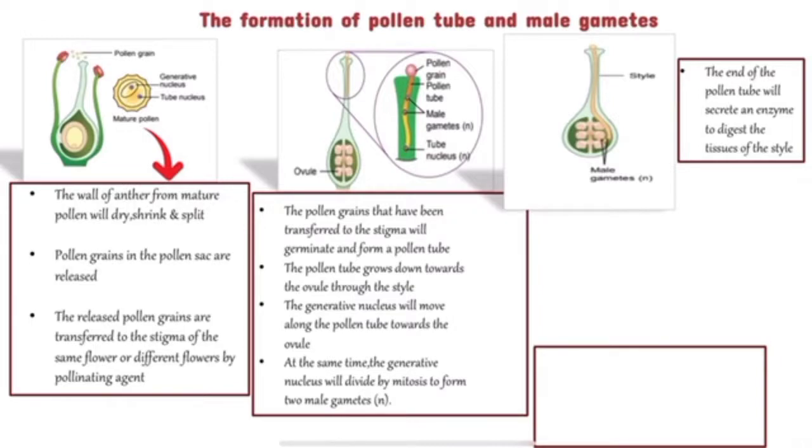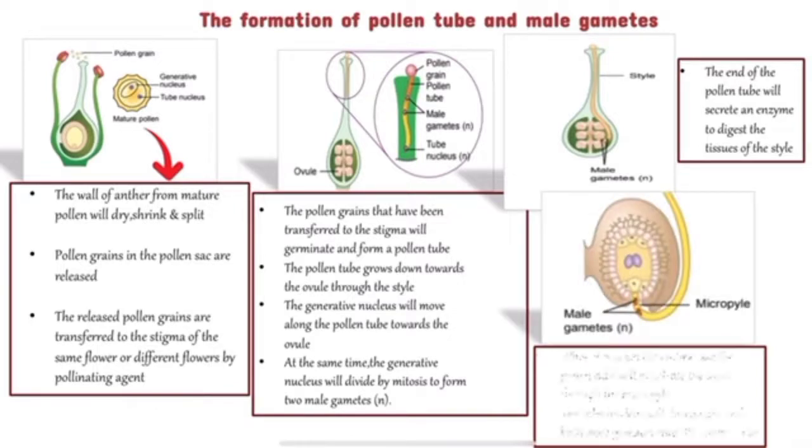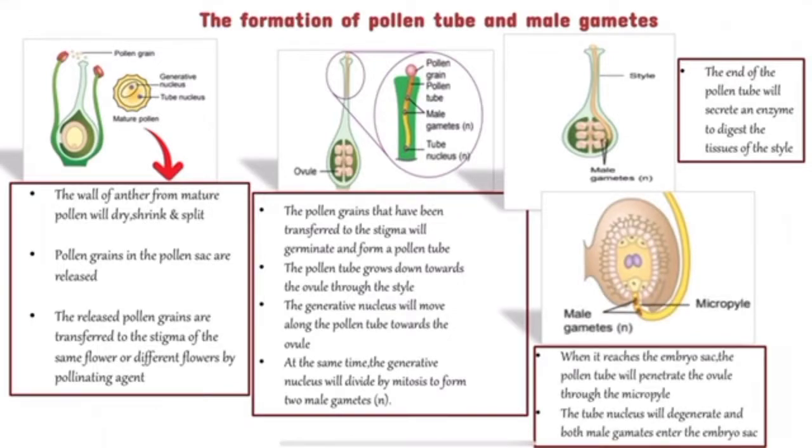Next, what will happen during the formation of pollen tube is the end of pollen tube will secrete an enzyme to digest the tissues of the style. That's why the pollen tube will form by using the enzymes. Okay, this is the picture where the pollen tube enters the micropyle when it reaches the embryo sac. And then the tube nucleus will degenerate.